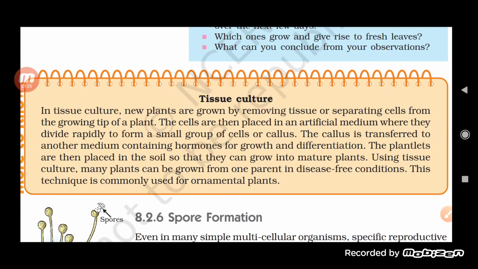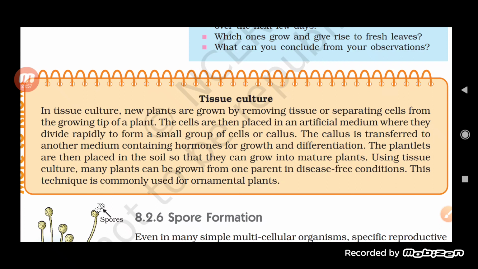Okay, now let us try to understand tissue culture. Before we go and try to understand grafting or layering, let us see what tissue culture is. In tissue culture, new plants are grown by removing tissue or separating cells from the growing tip of a plant. The cells are then placed in an artificial medium where they divide rapidly to form a small group of cells, or callus.